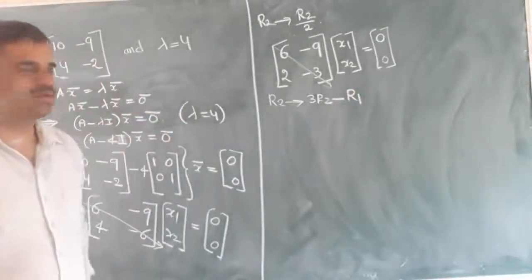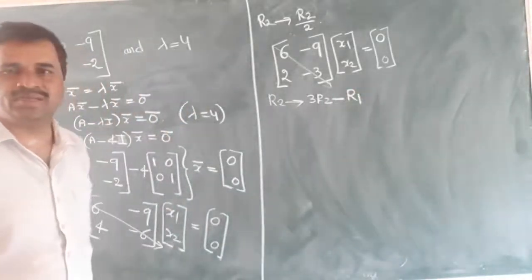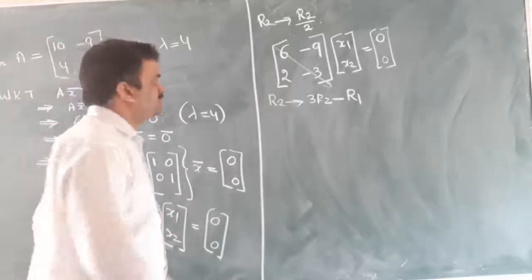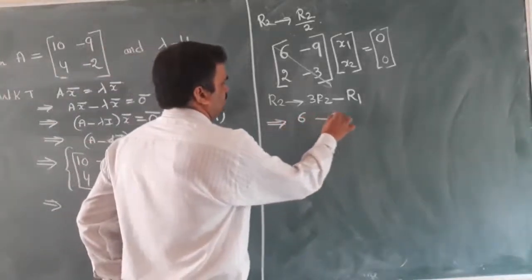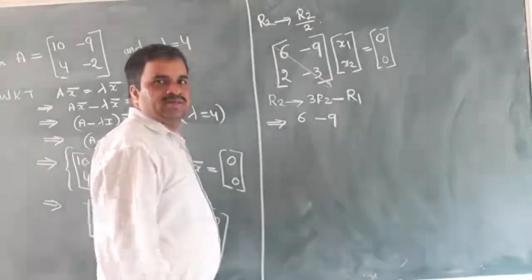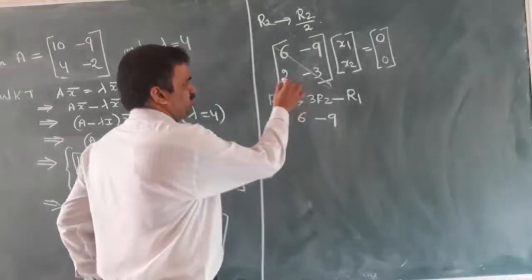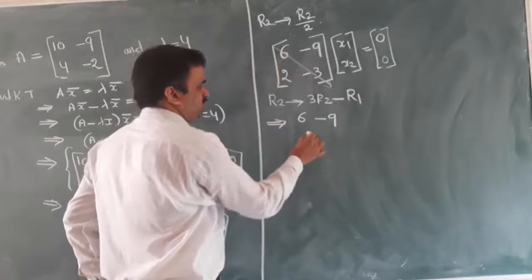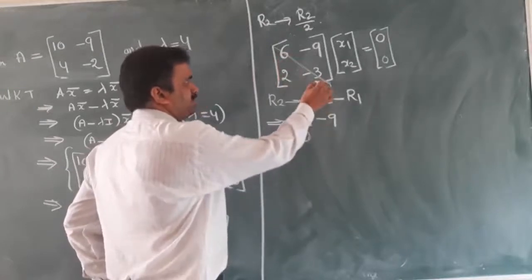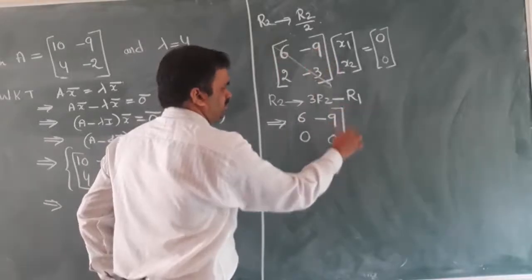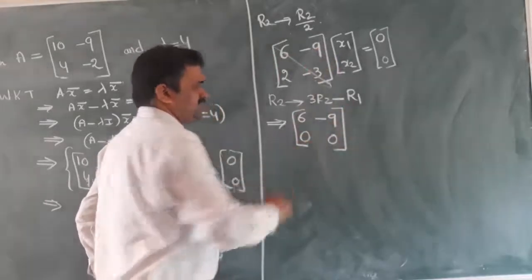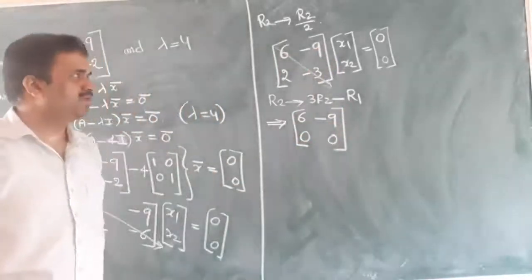R2 implies 3R2 minus R1. Come on, solve it. The first row stays as is: 6, minus 9. Second row: 2 times 6, 6 minus 6, 0. And again here, 3 times minus 9 plus 9, 0. The matrix will become 6, minus 9, 0, 0.